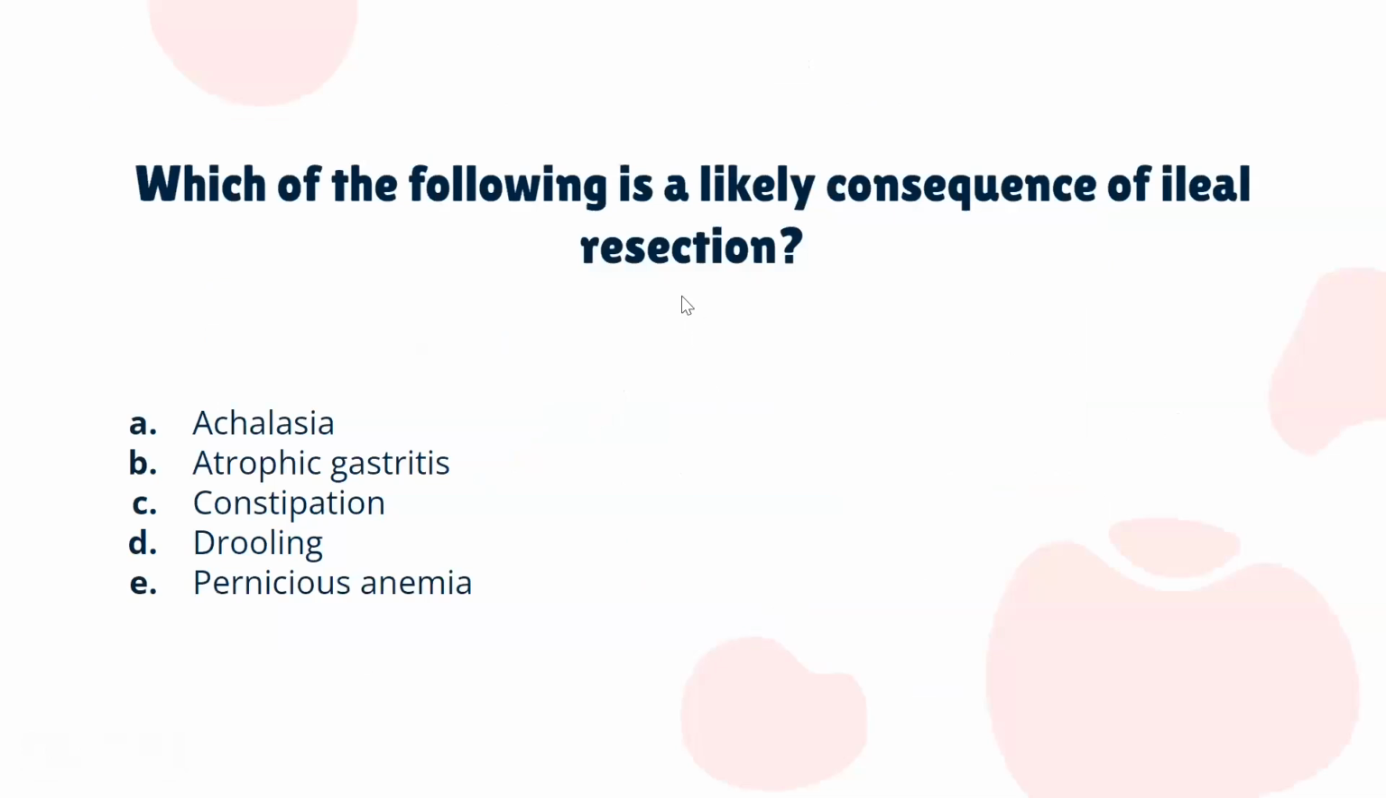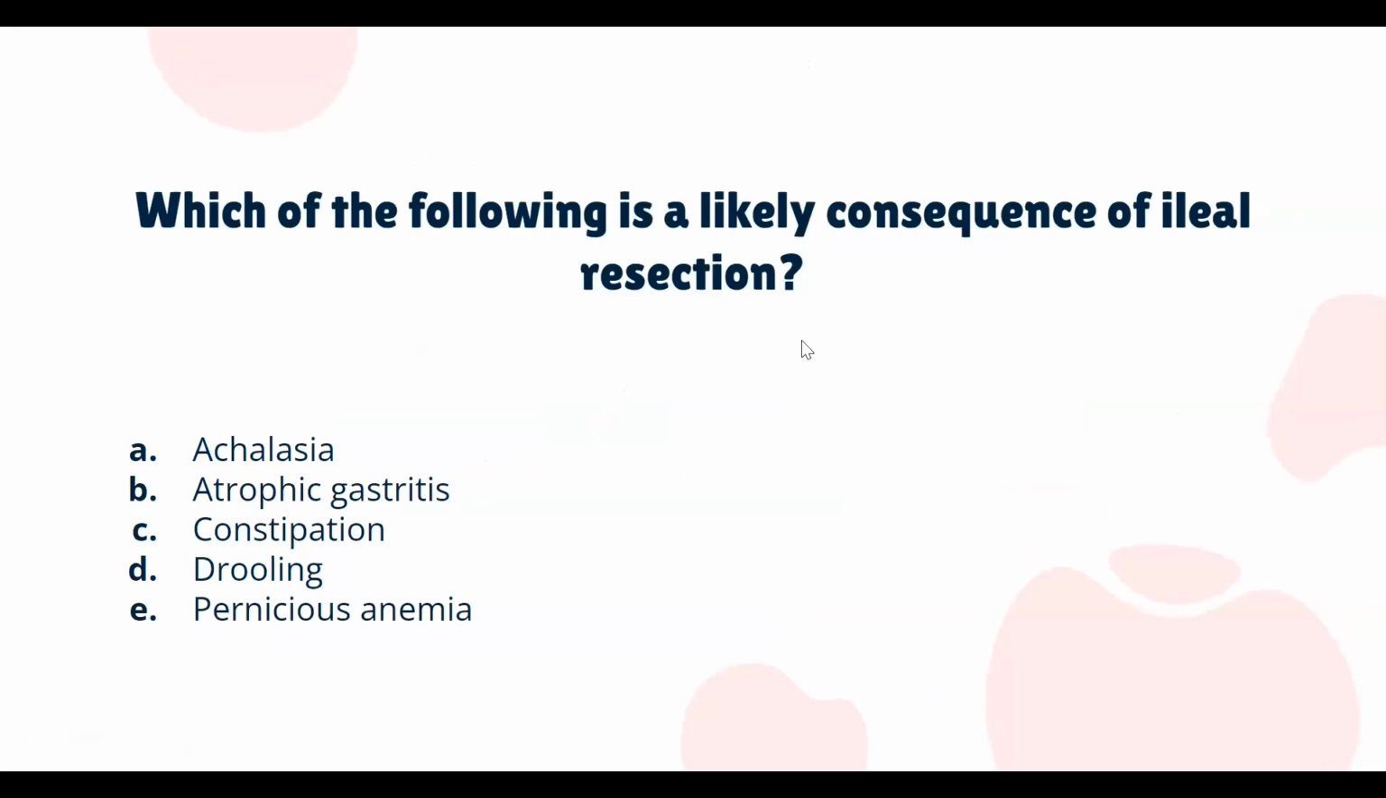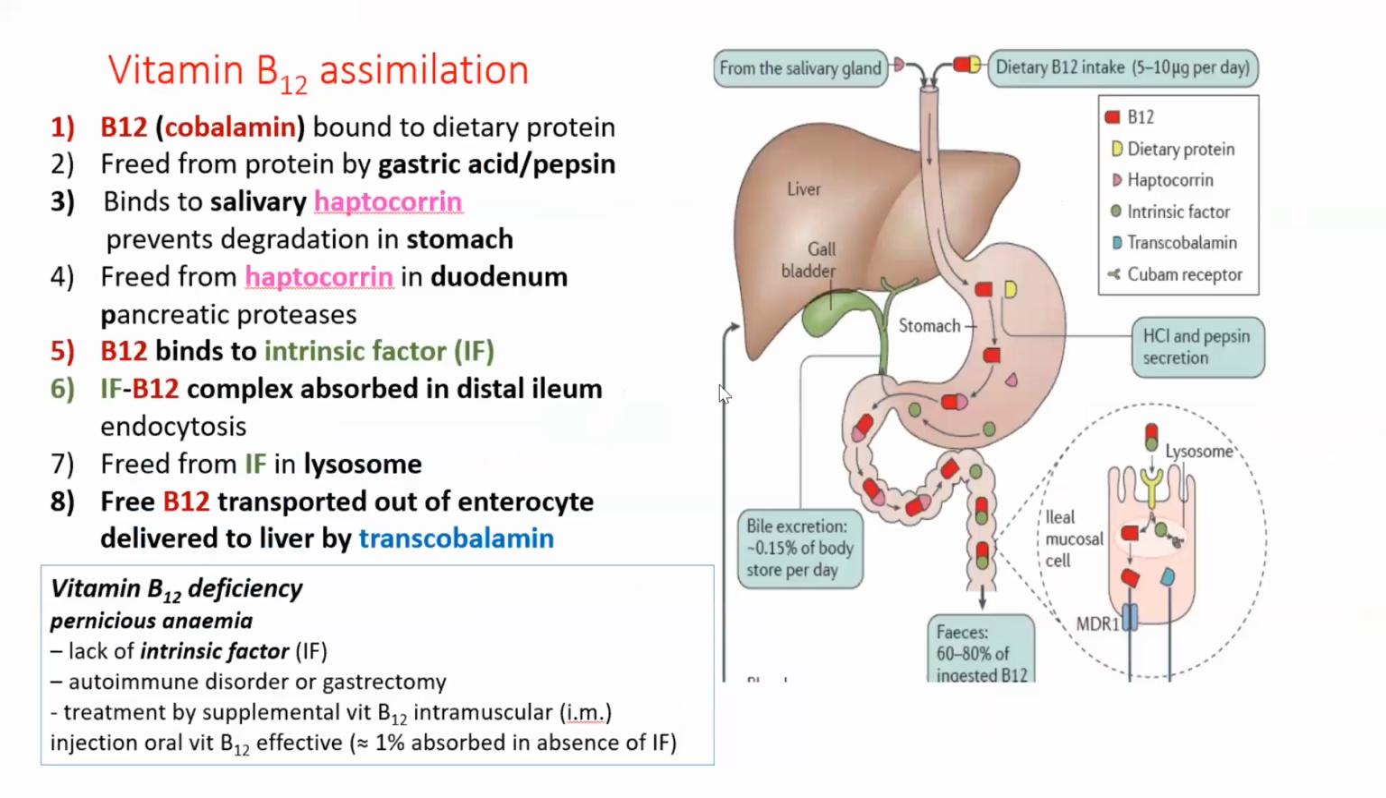Which of the following is a likely consequence of ileal resection? There's a lot of ileum stuff going on in the questions. Okay, what do you guys think is the answer for this? Achalasia, atrophic gastritis, constipation. Sorry? E, since there will be less vitamin B12 absorption. Exactly, perfect, absolutely. So let me just go over the pathway really quickly.